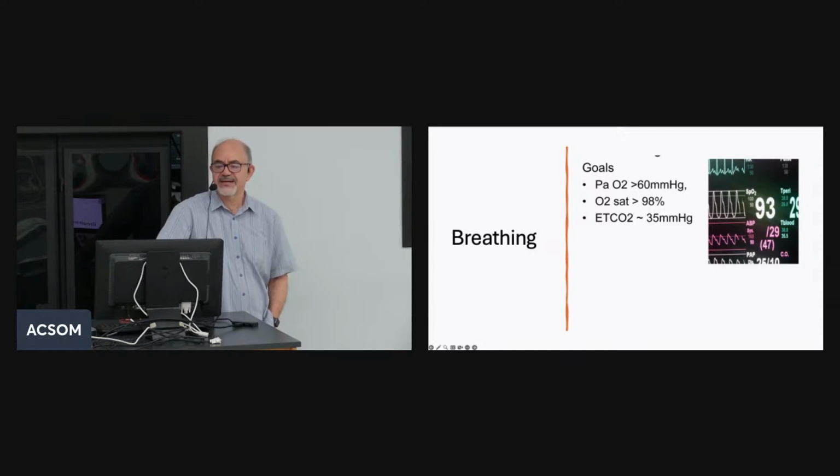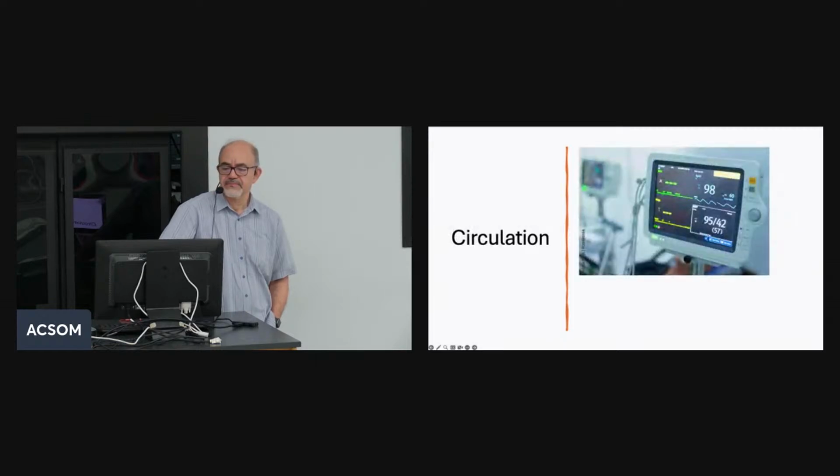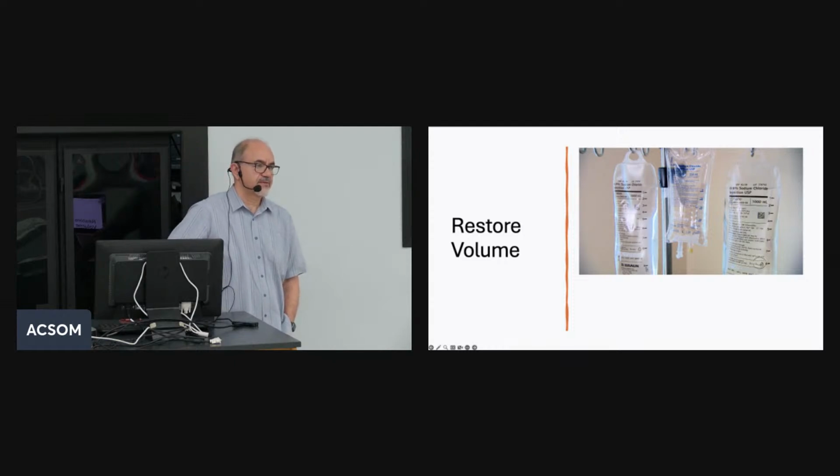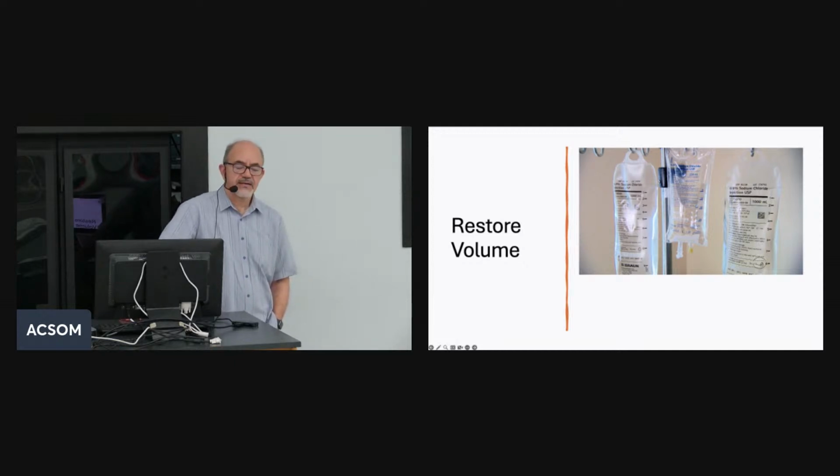So for breathing, the objectives as we talked about, PaO2 should be more than 60. O2 saturation should be more than 98 or even more than 95, and end-tidal CO2 should be around 35. We talked about circulation, make sure the blood pressure is adequately maintained, and if you notice that the blood pressure is low or the patient is altered or the skin is cold and clammy, then you need to restore the blood pressure by giving IV fluids or even blood.